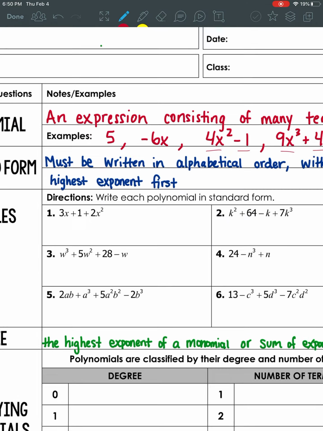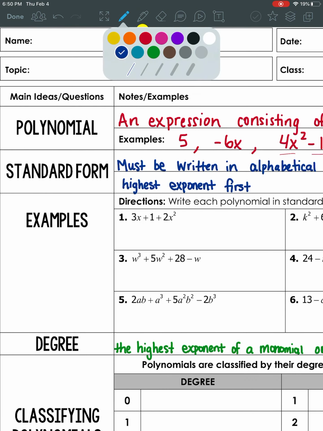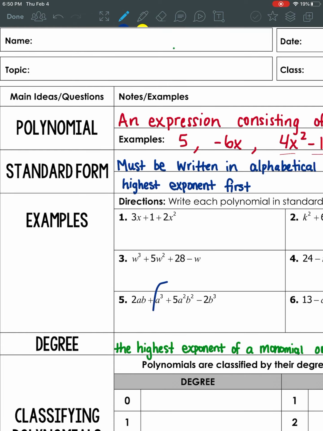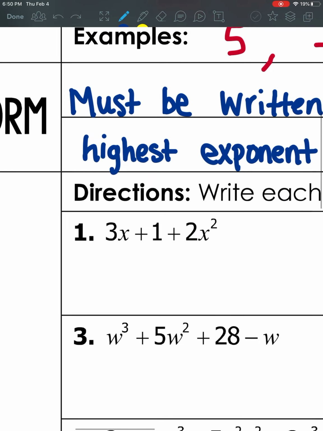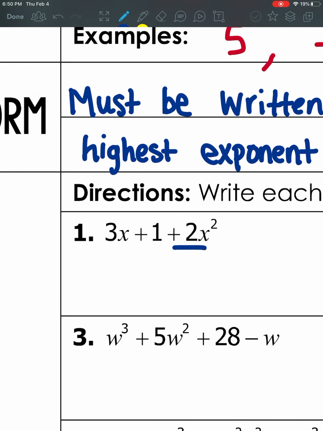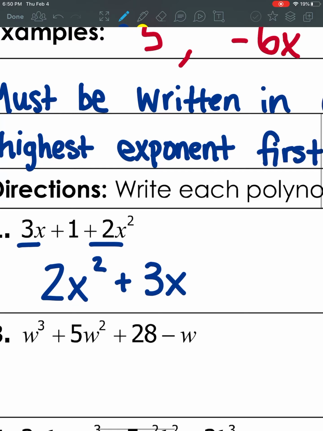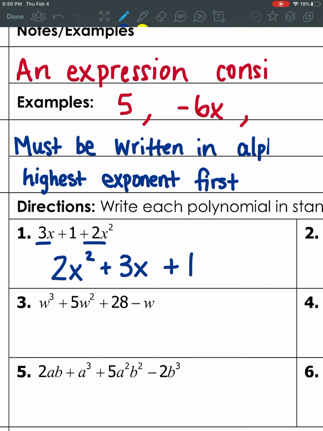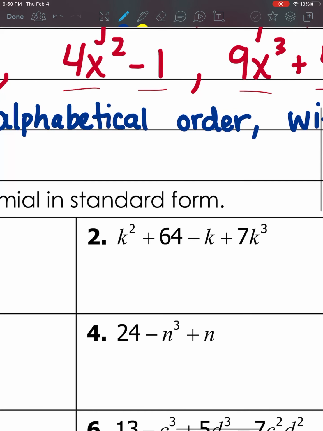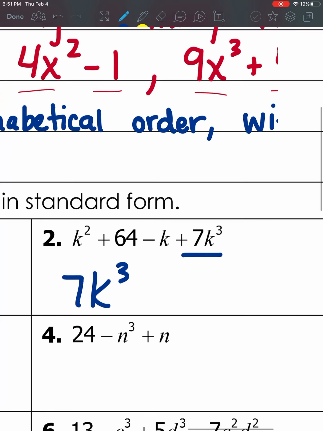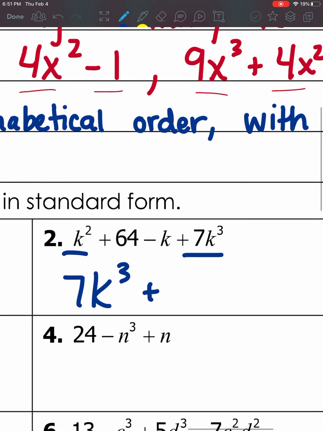Standard form. So standard form, we must write polynomials in a certain order, so alphabetical order, and the highest exponent comes first, and then it goes down decreasing from there. So if we want to write these in standard form, we want to find the term that has the highest exponent, and that comes first. Make sure the sign that is in front of it, now these are all positive, also stays with that term. So 2x squared plus 3x plus 1 is now written in standard form.